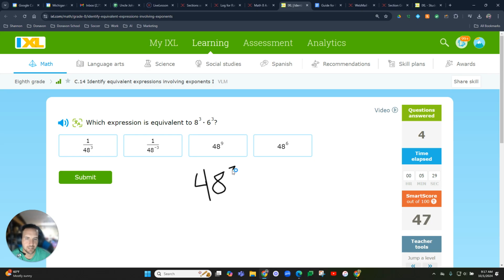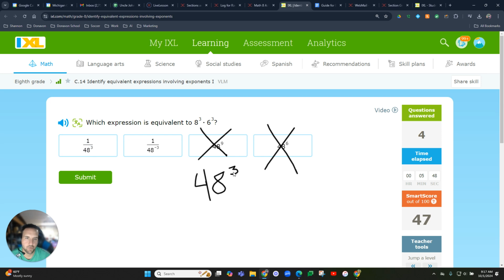that is not an option here. Okay, so we have to figure out which one of these is the same as 48 to the 3rd. So clearly that's not, that's a totally different exponent. Which expression is equivalent to 8 cubed times 6 cubed? All right, so one of these has to be it because they both have an exponent of 3.